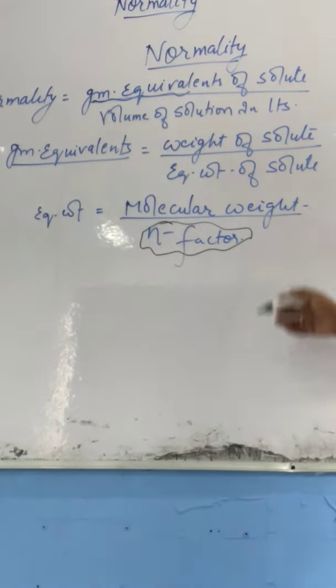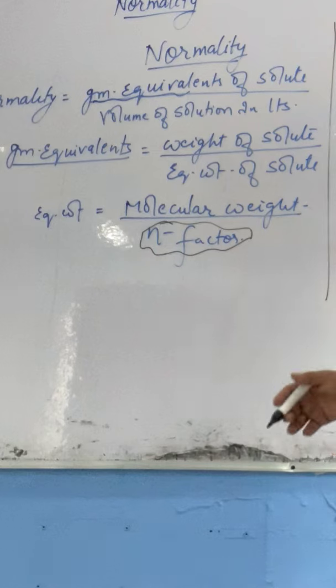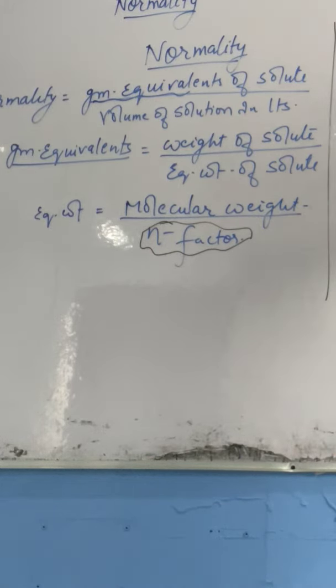Now our next term to calculate normality is to have in-depth knowledge about n factor. So my dear students, n factor is calculated in three different aspects according to which I teach. First of all, we calculate n factor in terms of acid-base reactions.